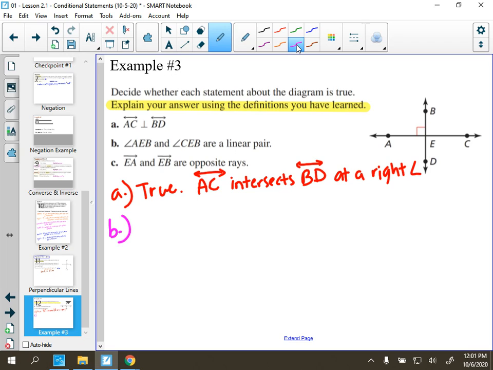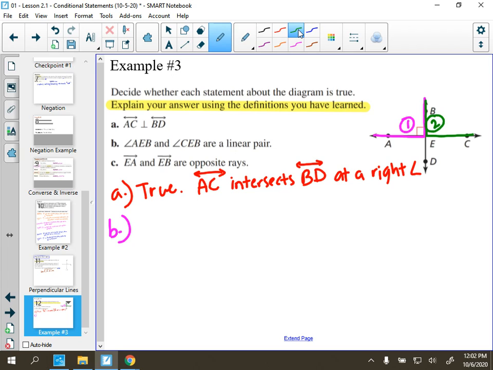Now let's look at two that maybe aren't so fresh, where we've got to look back. That one was fresh in our heads. For part B, it's saying angle AEB and CEB are a linear pair. Uh-oh. I forgot what a linear pair was. So we're probably going to have to look back. Lesson 1.6, it was towards the end of the lesson. We did all those angle pair relationships. Angle AEB and CEB. So first off, what angles are we talking about? Angle AEB is right here. And angle CEB is right here.